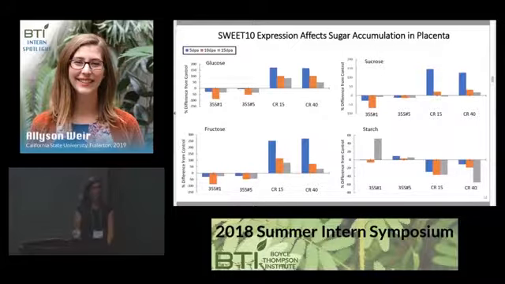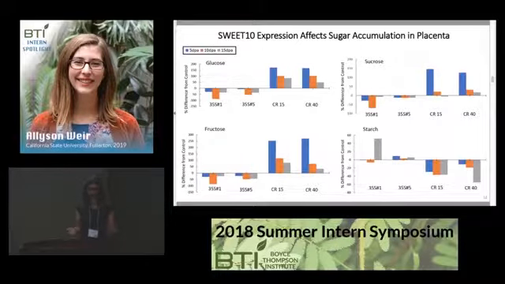Now, I also tested the sugar accumulation for the RNAi lines, but they showed basically the same results as CRISPR, so to save time and space, I'm only showing you the CRISPR accumulations. This actually supports our first hypothesis that SWEET10 expression does affect the transport of sugar in fruit.